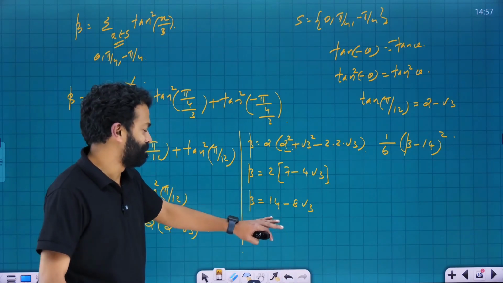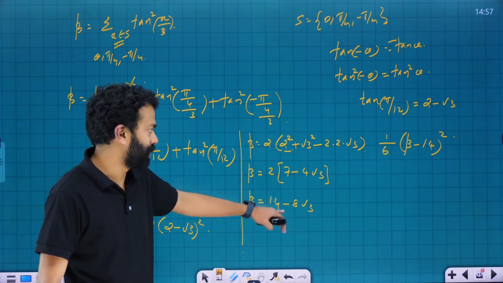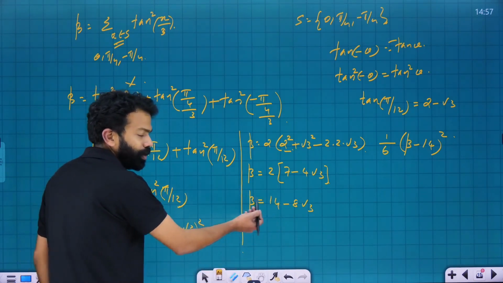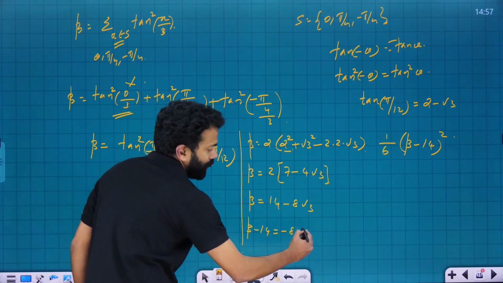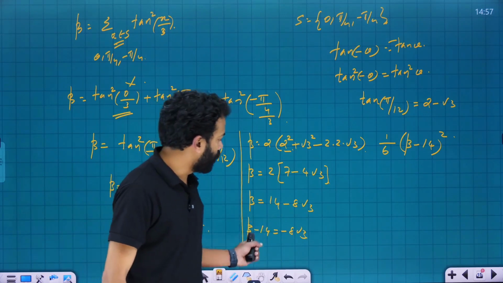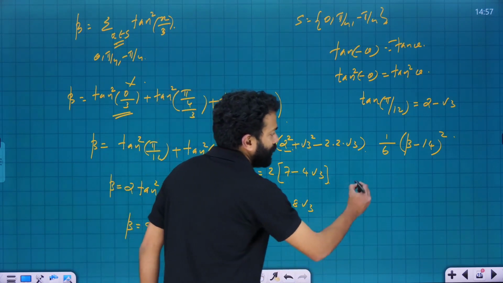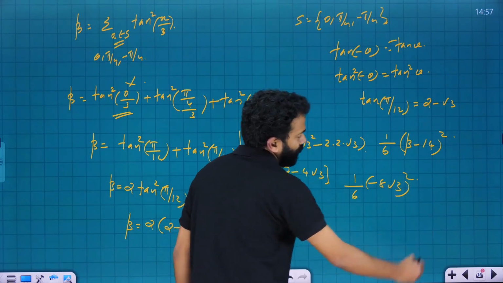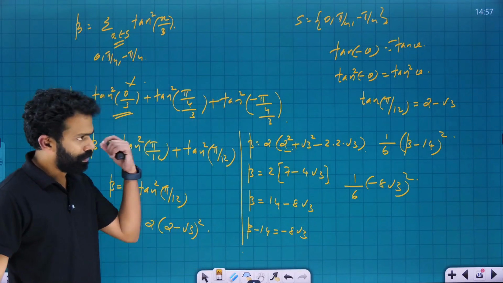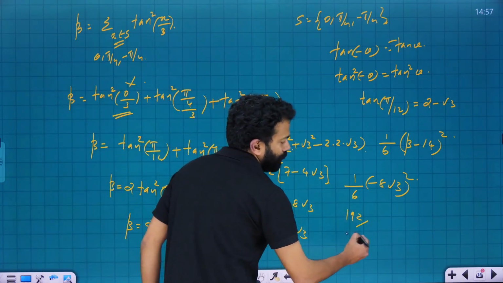Okay, and see, by using beta is equal to 14 minus 8 root 3, we can convert it by taking this 14 to this side. Therefore, what is beta minus 14? That is minus 8 root 3. We need to square this. Beta minus 14 whole square will be minus 8 root 3 the square. That is, this becomes 1 by 6 into minus 8 root 3 the square. And what is minus 8 root 3 the square? 64, 3, 192, right? And it will be 192 divided by 6.